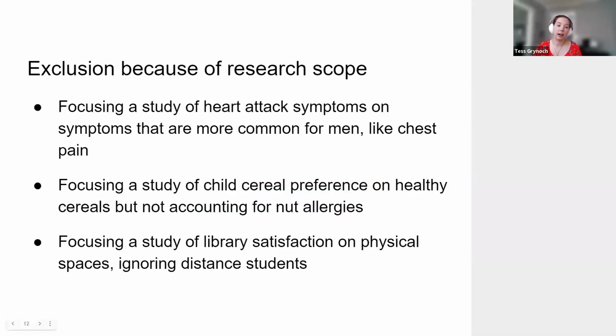And during this study topic selection process, there is a potential for exclusion because of the research scope, such as focusing a study of heart attack symptoms on symptoms that are more common for men, like chest pain, or focusing a study of child cereal preferences on healthy cereals, but not accounting for nut allergies, or focusing a study of library satisfaction on physical spaces in the library and ignoring distance students.